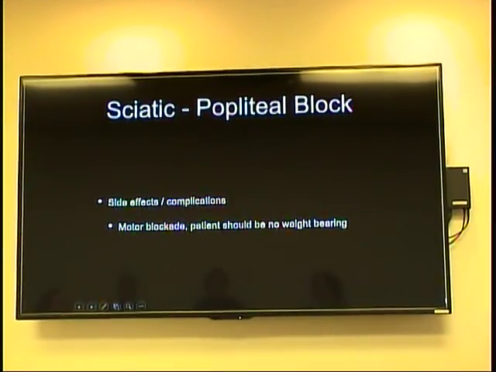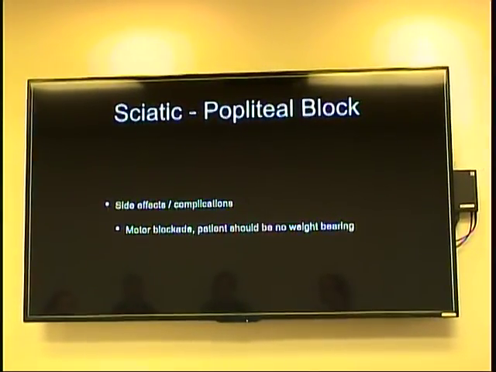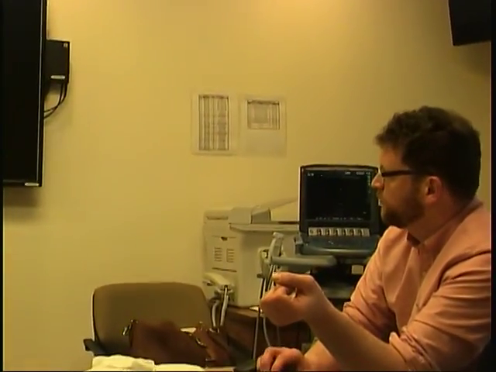And then with these lower extremity blocks, there's motor blockade, so you're not having a weight-bearing patient. And these are all besides the common side effects of peripheral nerve blocks.